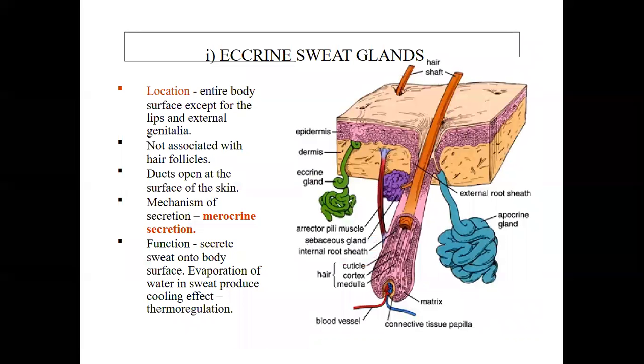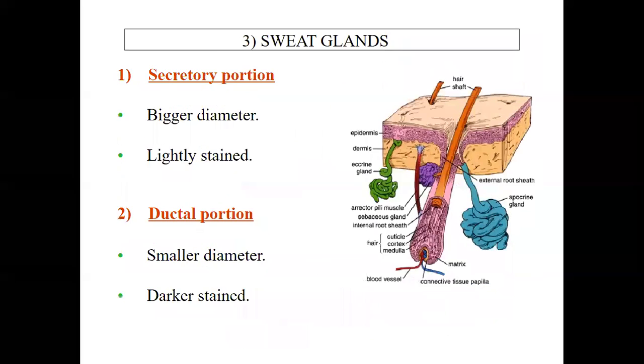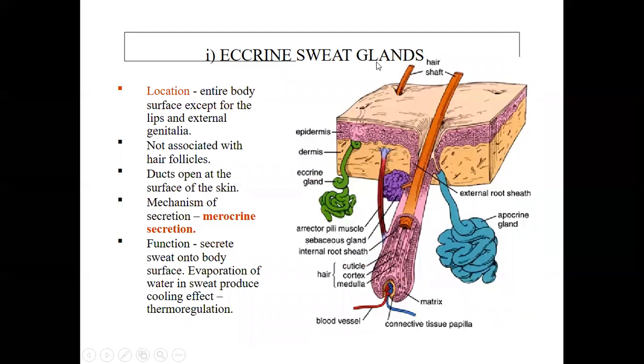Okay. So we start to discuss the eccrine sweat gland first. We have two types of sweat gland: eccrine sweat gland and apocrine sweat gland. This is the eccrine sweat gland. Okay, you can see here. Where is the location of the body that you can find the eccrine sweat gland?